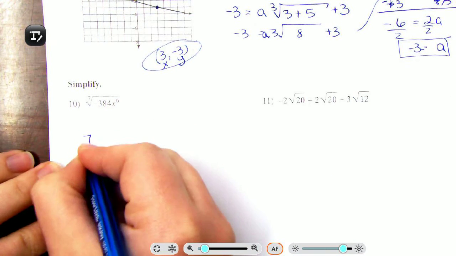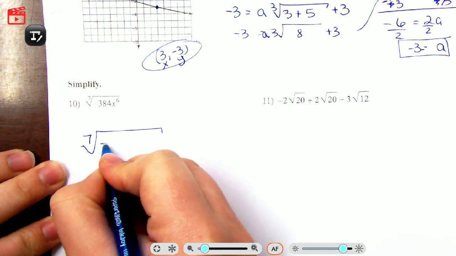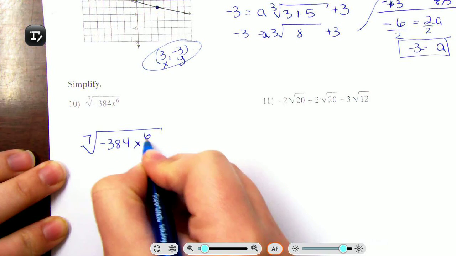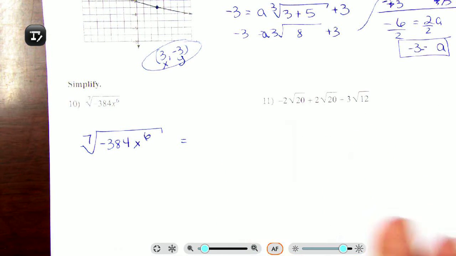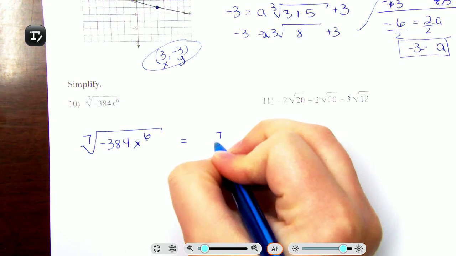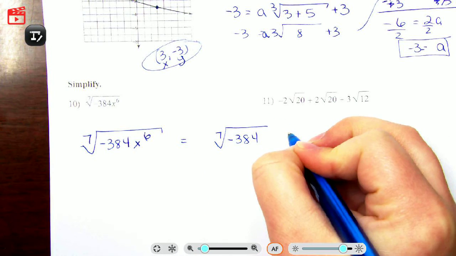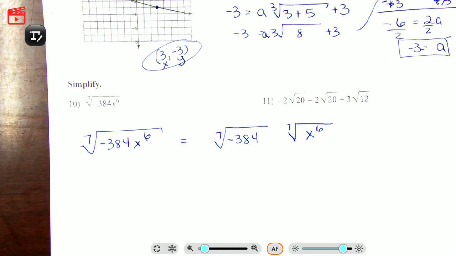Okay, 7th root of -384 x to the 6th. Okay, I'm going to split this off based on the product property. So I'm going to say 7th root of -384 and then 7th root of x to the 6th power.